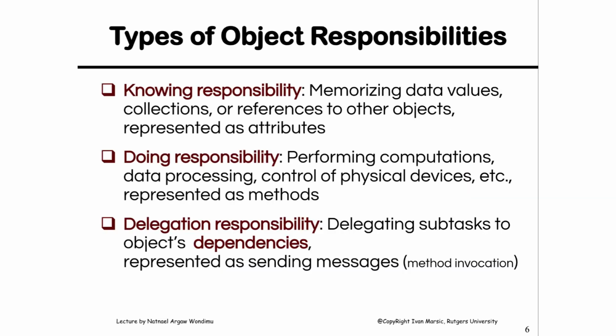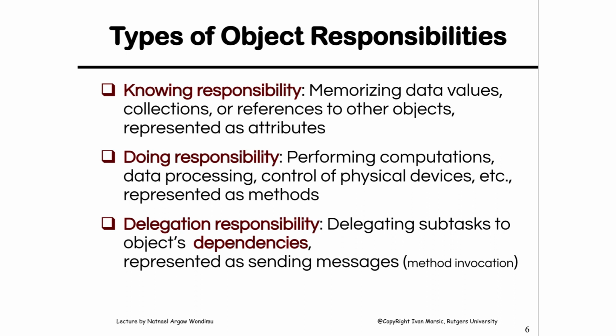There are three major responsibilities of objects, since we are talking about object-oriented design, and specifically about dynamic model design using system sequence diagram and module sequence diagram. It's very important to discuss the responsibilities an object could have. The first responsibility an object could undertake is knowing responsibility, which is about memorizing data values, collections, or references to other objects, and it could be represented as attributes.